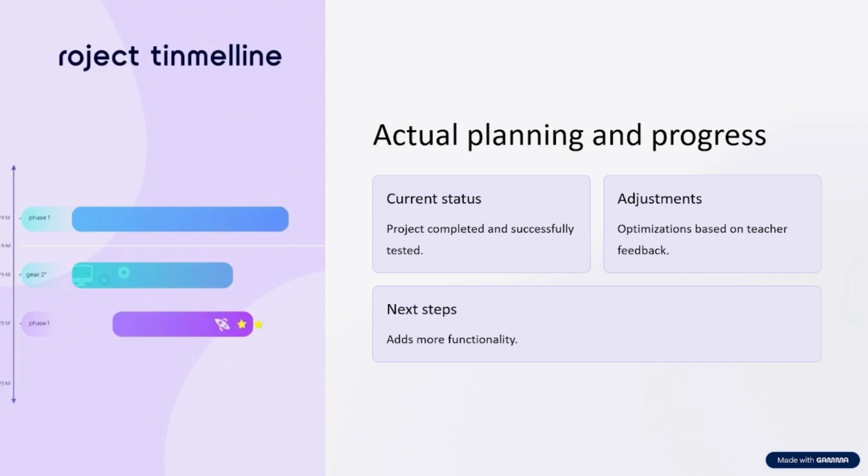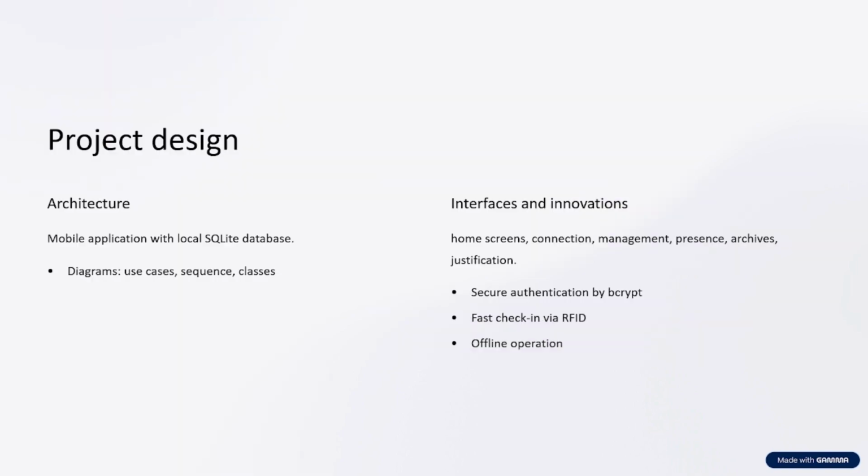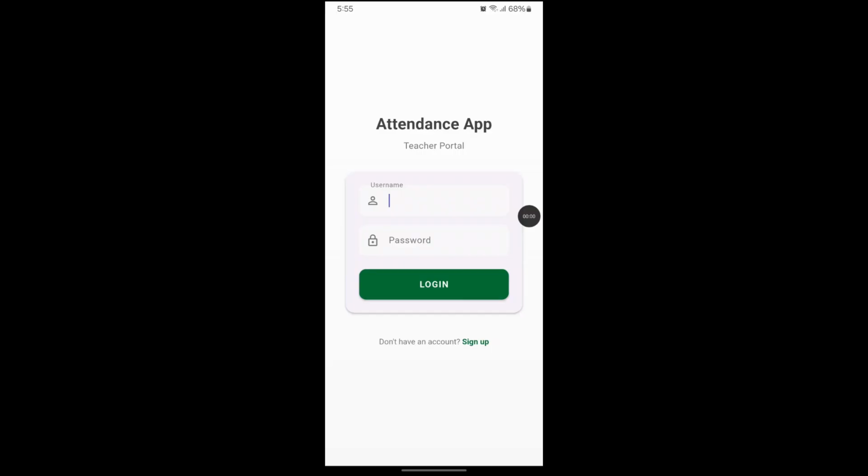Project design, architecture: mobile application with a local SQLite database. We use diagrams, which are use case, sequence, and class diagrams. The interface and innovation was a home screen and connection application. Let's go to the demonstration.